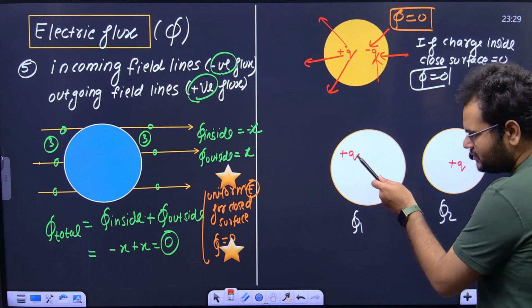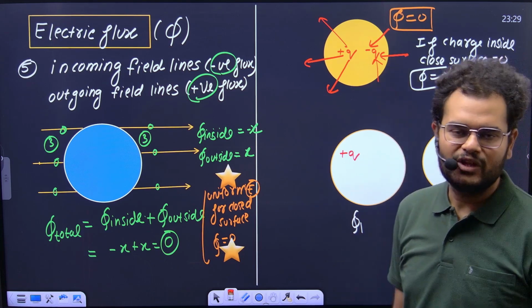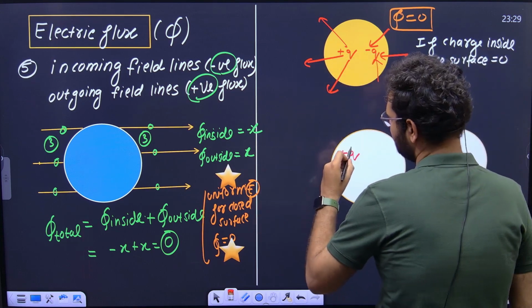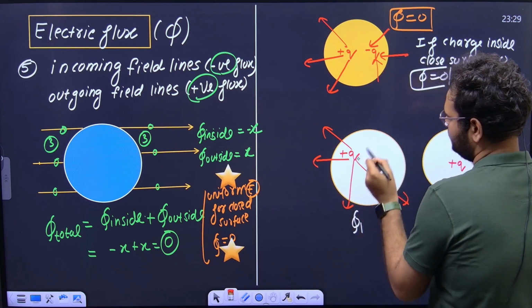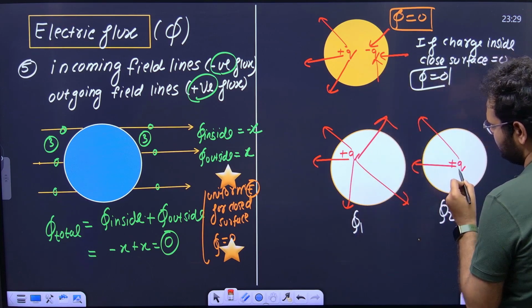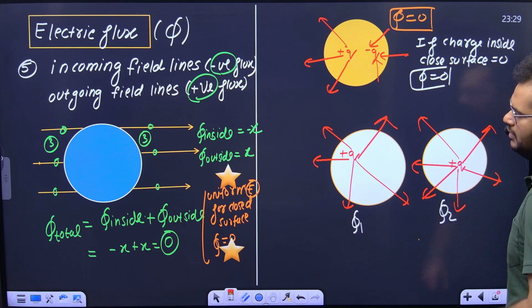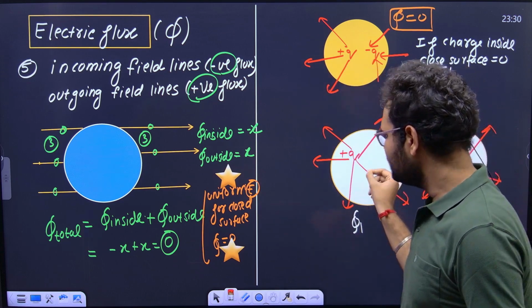Here plus Q is kept near to the surface and here at the center of the sphere. Both are inside, okay? So here if I want to draw the field lines, how will it be? Let us say these are the field lines, sir. Perfectly fine. Here if I want to draw the field lines, then these are the field lines. You tell me which field line is more, first or second?